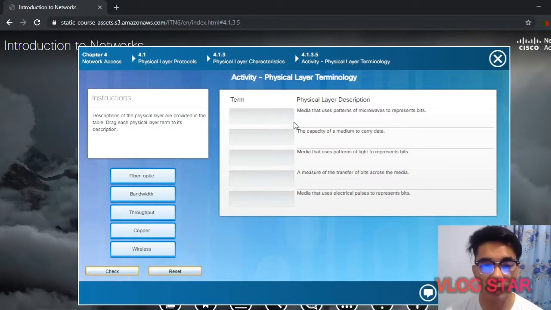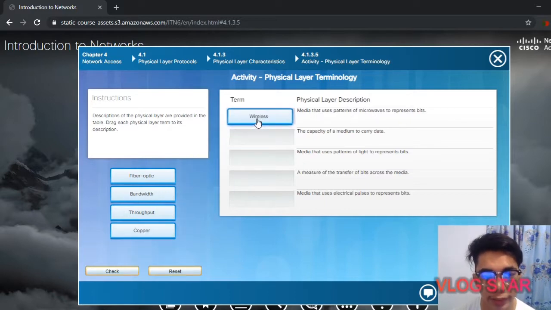Then the first question is media that uses pattern of microwave to represent bits. In this statement, we already see that there are keywords, the patterns of microwaves. We all know that the only thing that uses the microwave patterns are the wireless. So let's drag the wireless here. Then the capacity of a medium to carry a data.